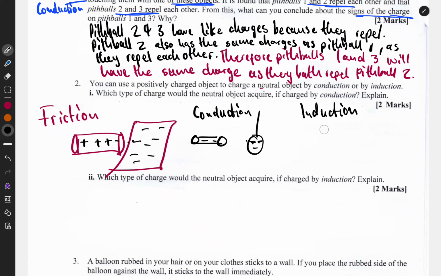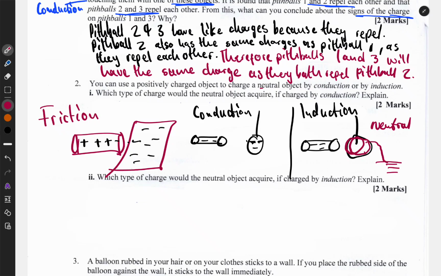Now, when you charge by induction, nothing will go into contact with the other. Okay, they'll just come closer like this. If he is negatively charged, you know what's going to happen? Well, this is going to be the pith ball hanging. Now, there's going to be a cable connected to the ground here. Then this is neutral. Remember, he's going to be neutral, right? Neutral, you leave him neutral.